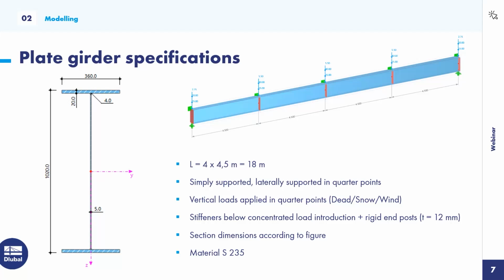The cross-section is shown here on the left side, so we have a very slender web plate with a height of 1 meter and a thickness of only 5 millimeters. And the flanges have dimensions of 20 millimeter thickness and a width of 360 millimeters. The material is a mild steel S235. Alright, after we clarified this, let's go into the program and start modeling this.